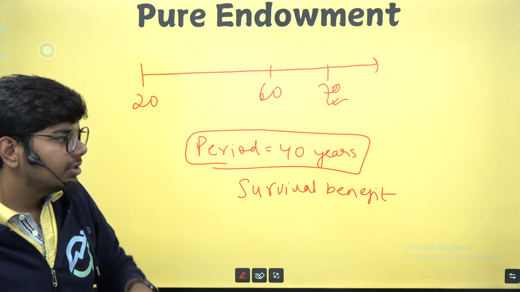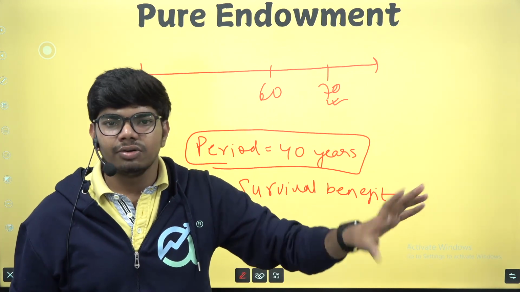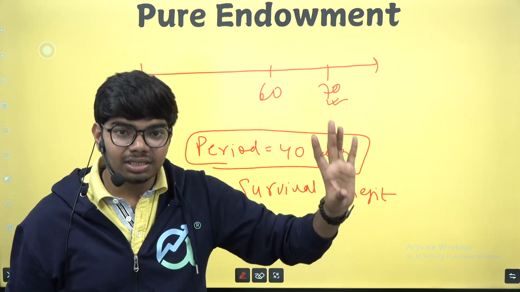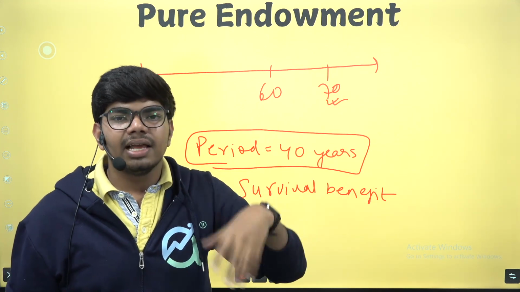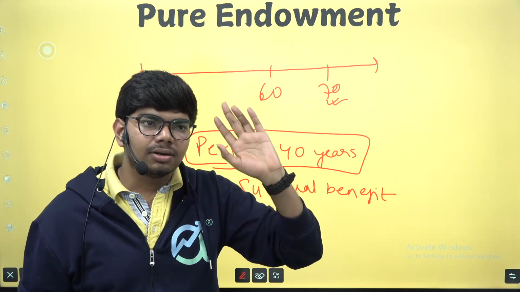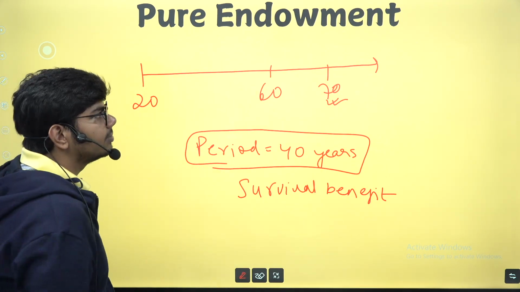A real life application for this: many people will purchase a pure endowment policy because they know that at 60 they are going to retire and they will need a lump sum amount of money if they survive till that period, right? So they buy a pure endowment policy to create a pension fund for themselves.